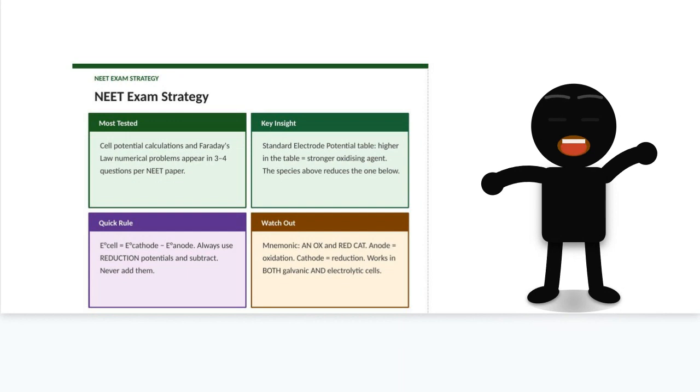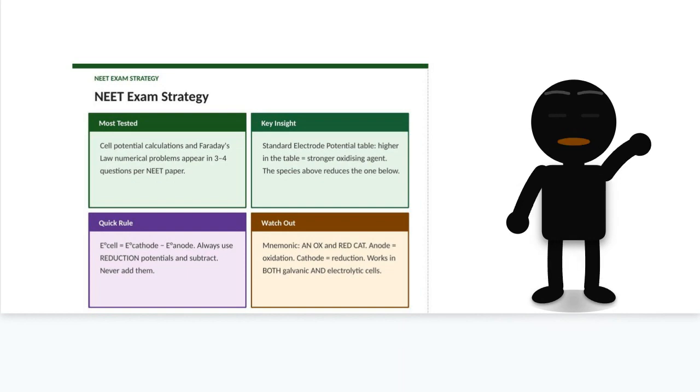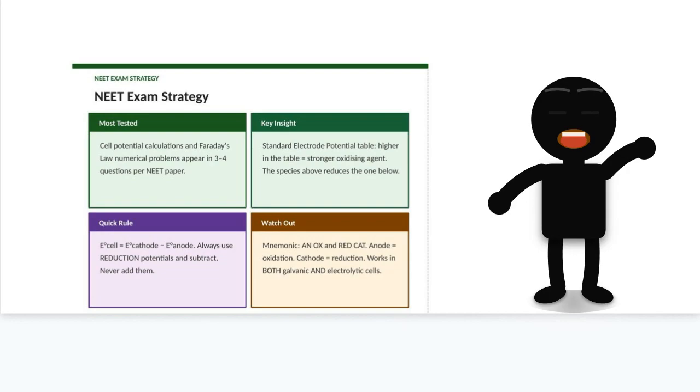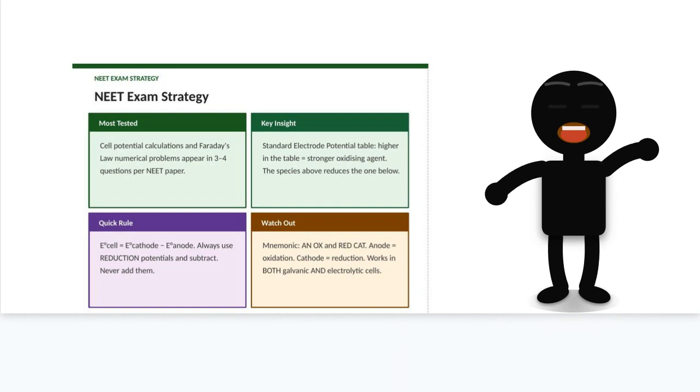The electrochemical series lists species in order of reduction potential. A species higher in the series is a stronger oxidizing agent and will oxidize any species below it. The mnemonic AN OX, RED CAT: anode oxidation, cathode reduction, works for both galvanic and electrolytic cells. Students sometimes reverse these in electrolytic cells, do not. Oxidation is always at the anode.